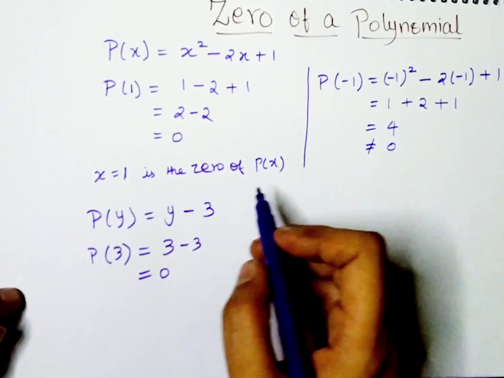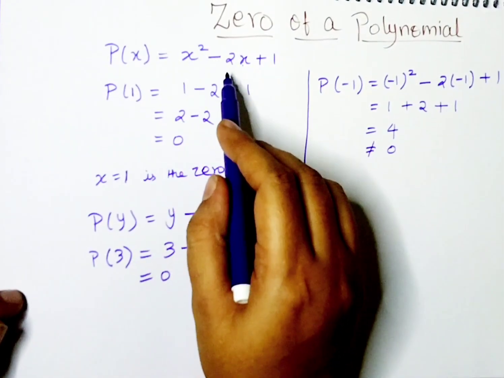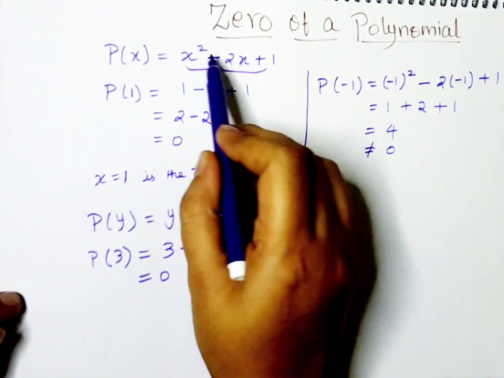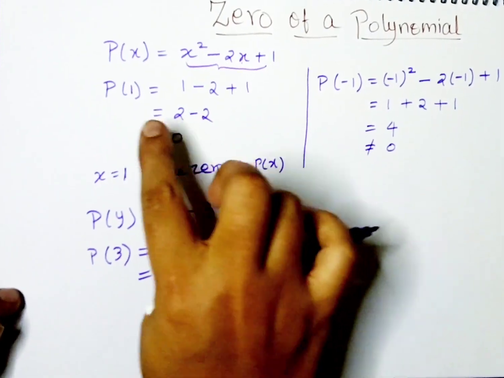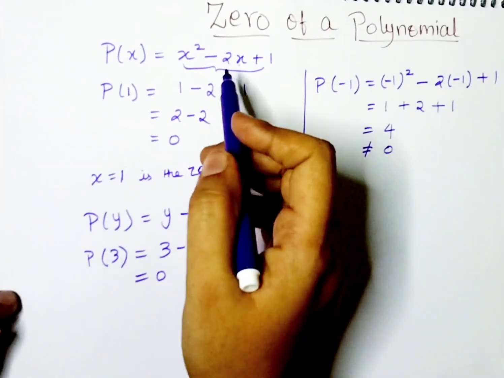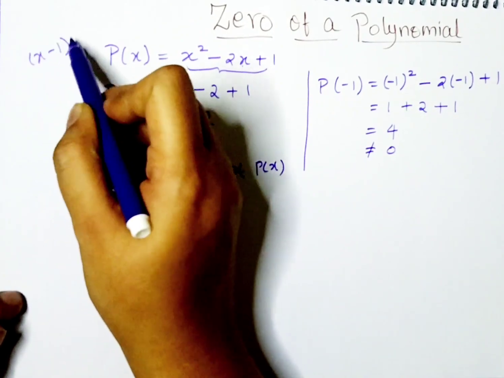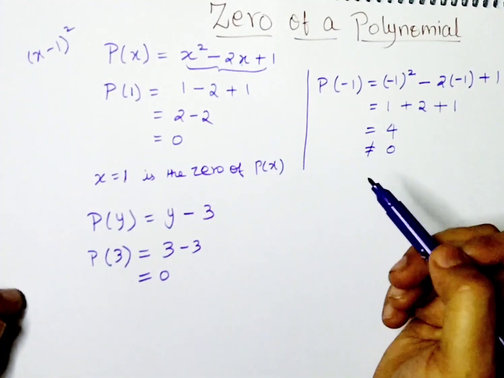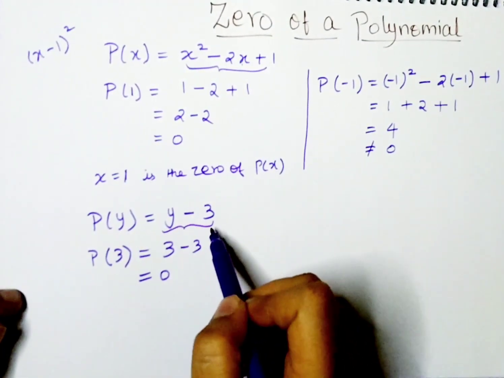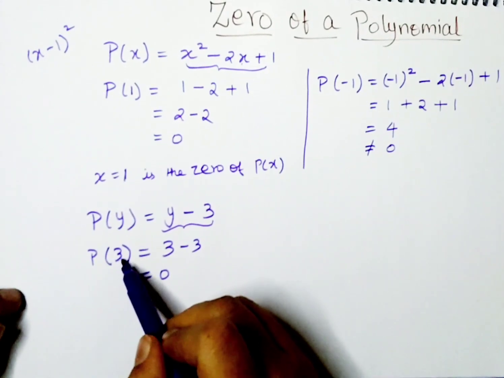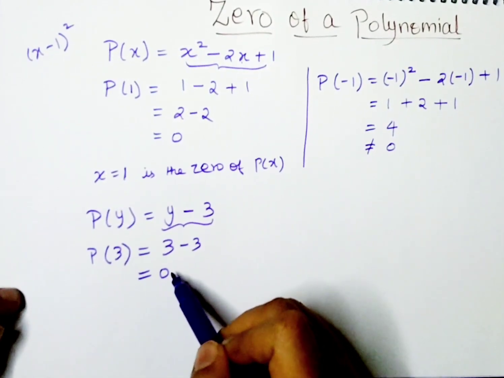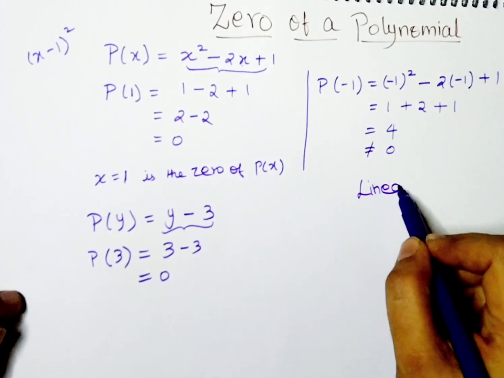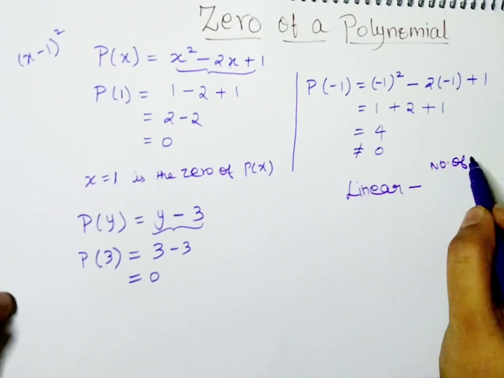The highest degree in the polynomial tells us that many zeros we have for the polynomial. Here, the highest degree is 2, so we have 2 zeros. Both are plus 1 only, because this is the formula for x minus 1 the whole square. Here the highest degree is 1, so only if you substitute 3 will you get 0. If you substitute any other value, you will not get 0. So for a linear polynomial, the number of zeros is 1.